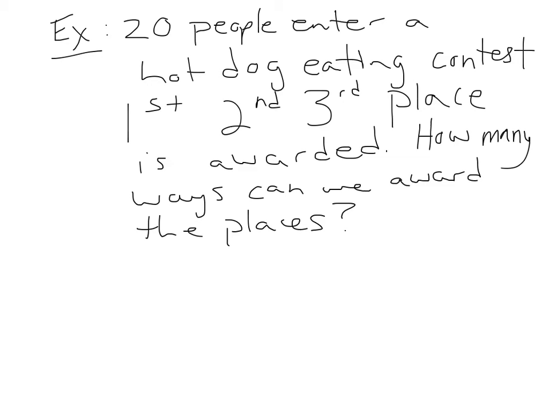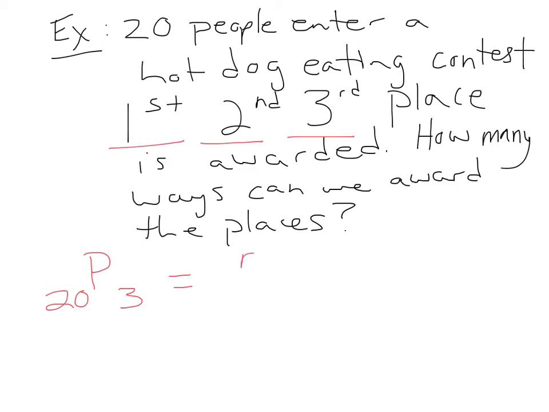This problem says there's 20 people that entered a hot dog eating contest, and they award a 1st, 2nd, and 3rd place. Now, how many ways can these places be awarded? 1st, 2nd, and 3rd. Again, we make the distinction between places. It's not just that we're saying good job to 3 people. We're giving away a 1st, 2nd, and 3rd. So we're making the distinction that these things are separate places. So out of the 20, we're going to choose 3. And again, this would be a permutation because we're distinguishing between 1st, 2nd, and 3rd.